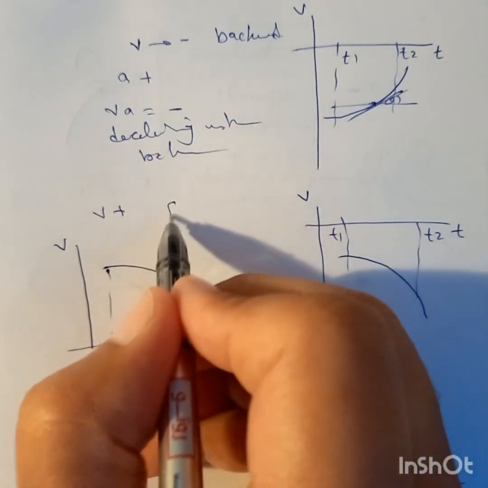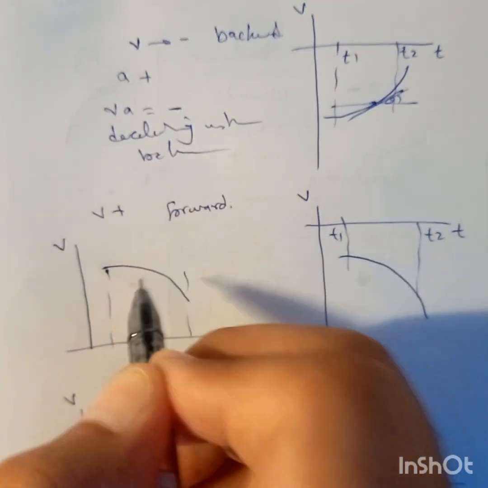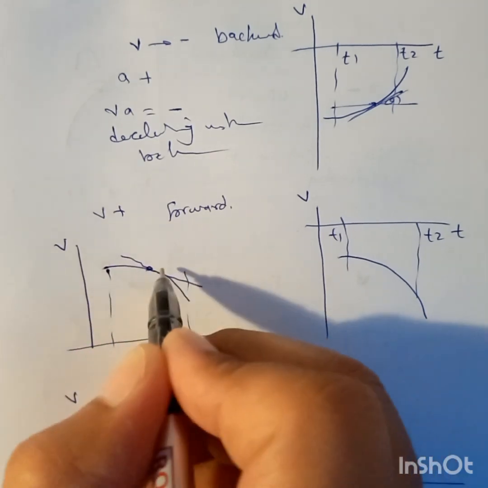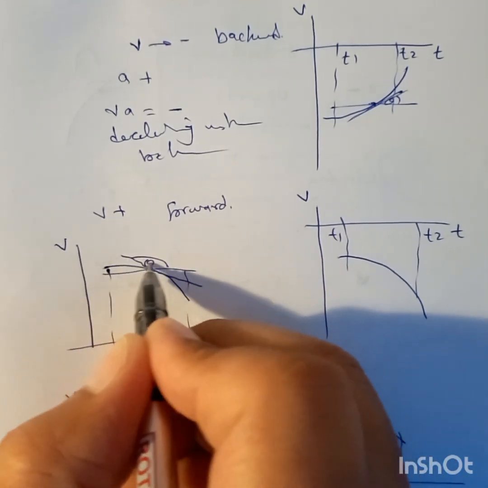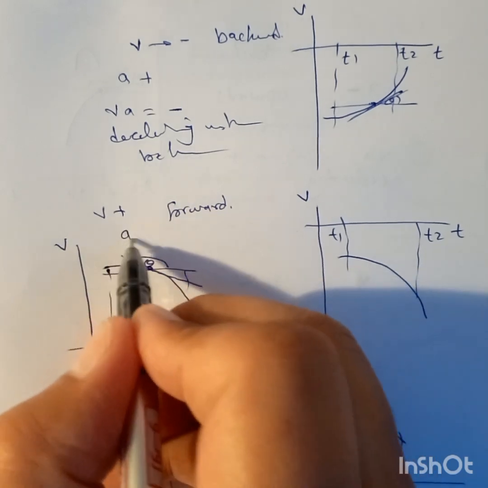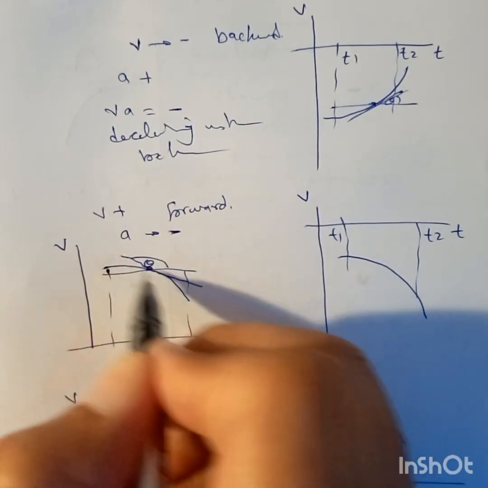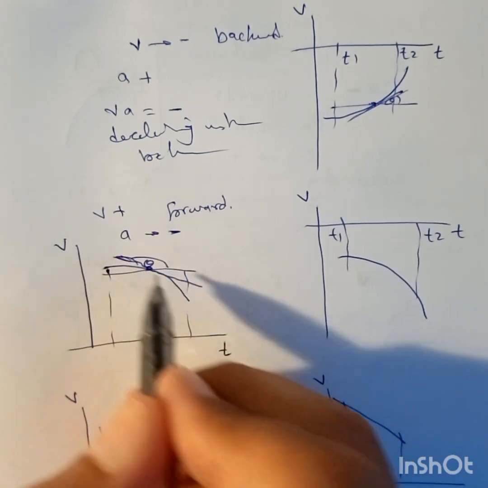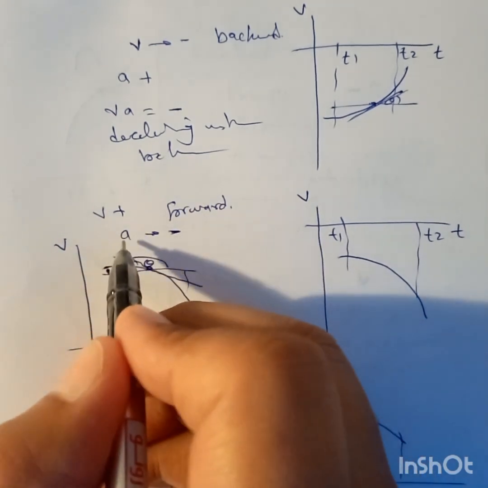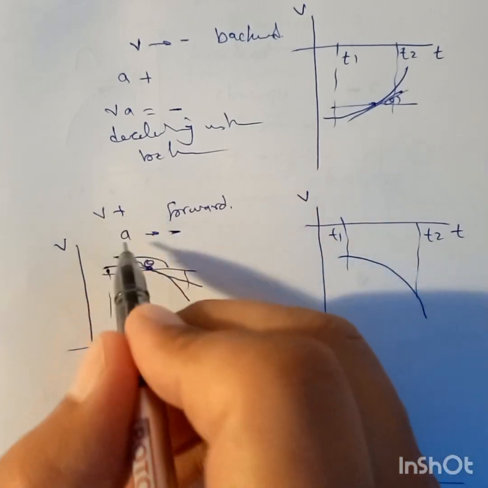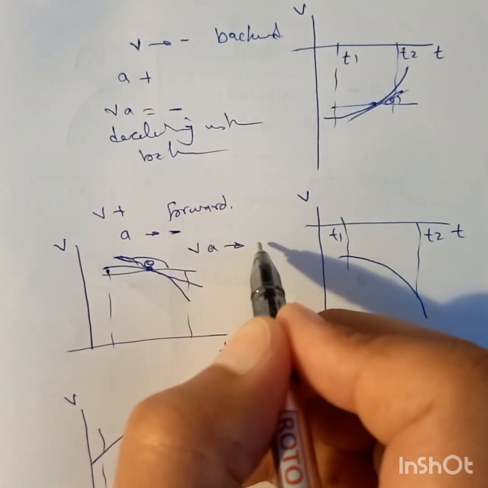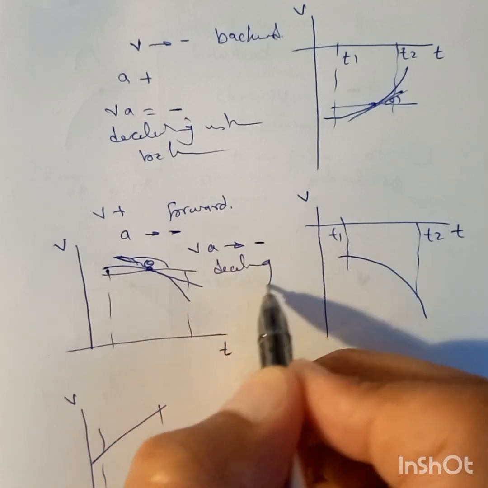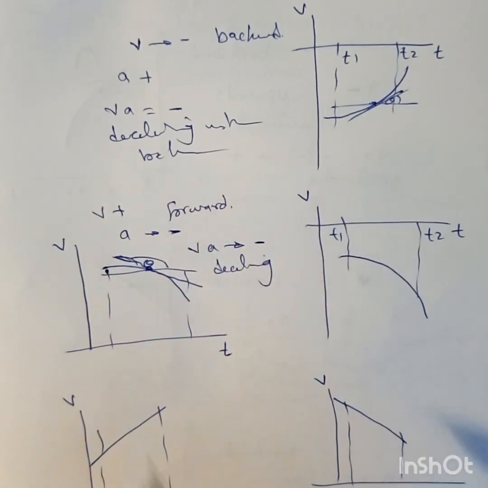Okay, for this curve here we have v is positive as the curve is drawn above the x-axis. Then we have forward motion. For the tangent here, for example, theta is obtuse, then acceleration is negative as the slope of this tangent is negative and tan theta is negative as well. If we multiply v and a, we get a negative value. Then we have decelerating motion in forward direction.